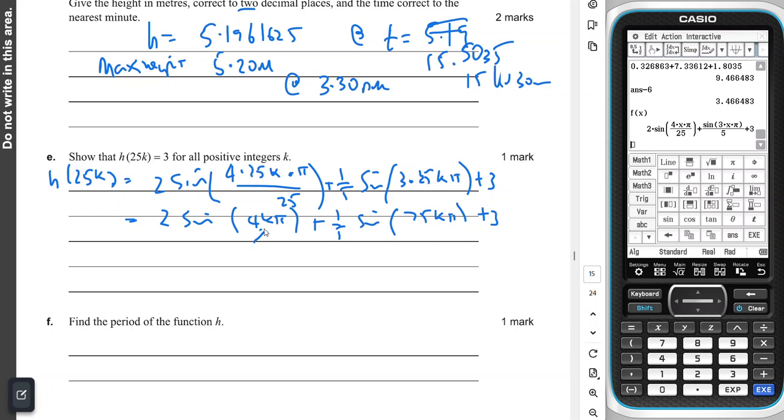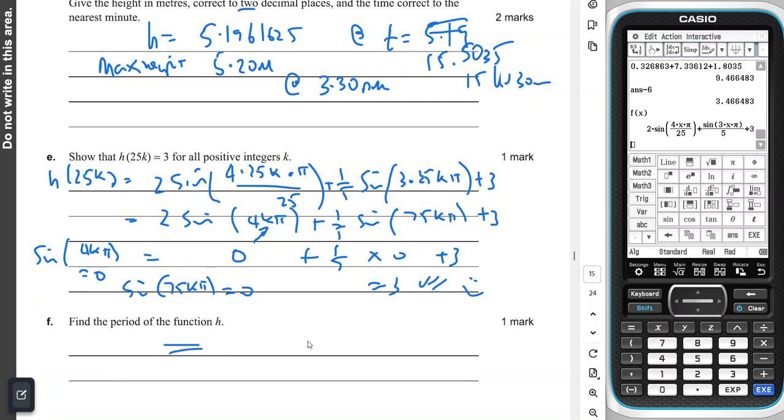This will be an even number of pi. The sine of 4k pi is equal to 0, so that's going to equal 0 plus 1/5. The sine of 75k pi is going to equal 0, equals 3.